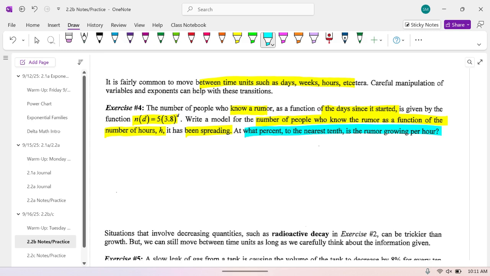So they did the hard part for us. They already set up the original equation. Now we need to figure out what our new equation is based off of it being in hours. So this function right here is based off the number of days that have passed. We want to know the number of hours that have passed. So first off, how many hours are in a day? 24. So 24 hours is equal to 1 day.